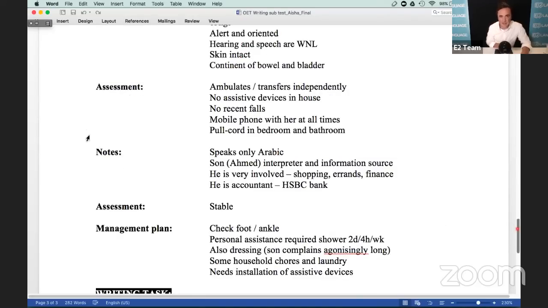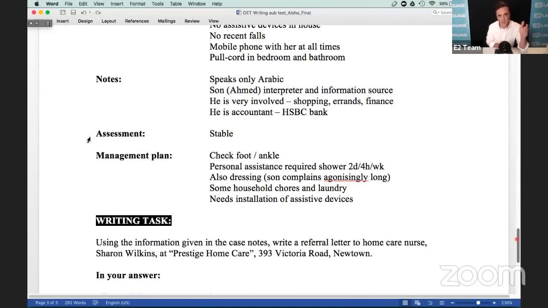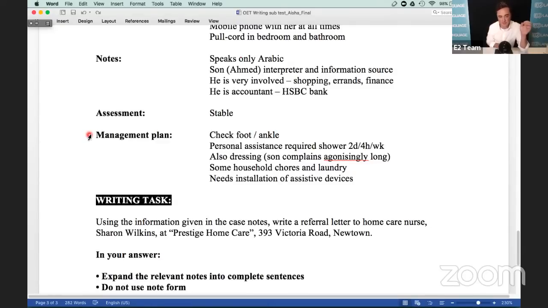This is the management plan. This is what we want Sharon Wilkins to do for Aisha Amari. This is why we're writing to her. We wanted to check the foot or the ankle. She needs personal assistance for showering. She needs assistance for dressing.